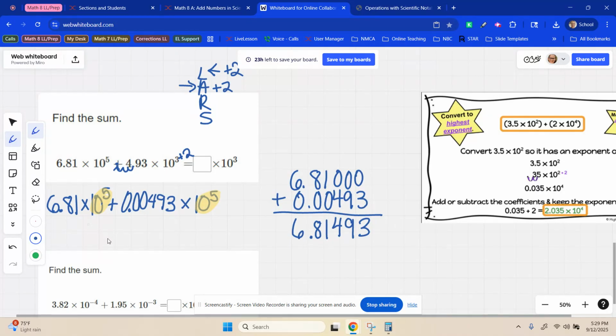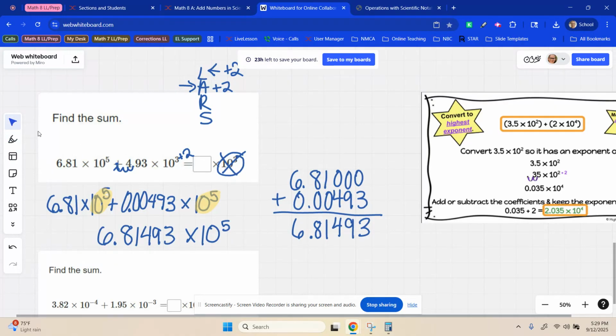So now I have, oh shoot, I just realized they wanted this 10 to the 3rd power. Let's ignore that for right now. And I'll show you that on another problem. 6.81493 times 10 to the 5th power. Okay. So again, get the powers of 10 to have the same unit. Then you can just add the number part and leave the power of 10 the same.